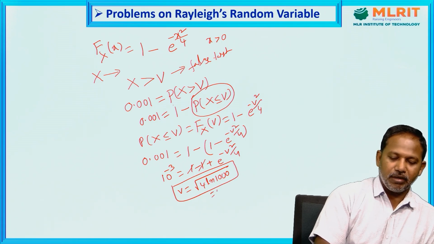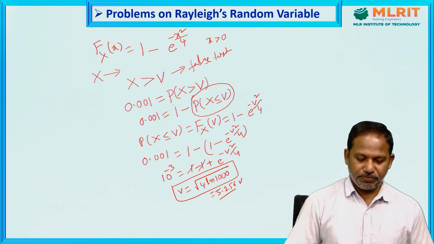So we will get that as 5.256 like that. So this is the signal voltage. Next one.